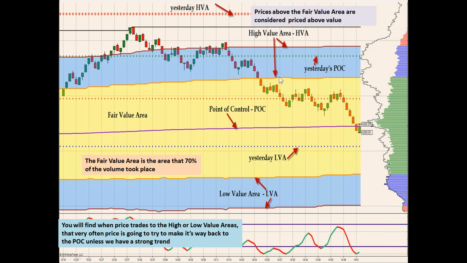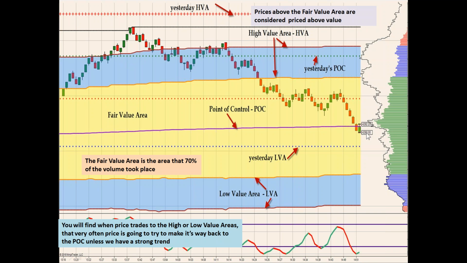range. Right here where the yellow meets the blue, I have the high value area. Then I have the second high value area here. Down on the bottom side, I have the low value area and the second low value area. And right in the middle, you're going to find your point of control or VWAP, depending on what you are using.